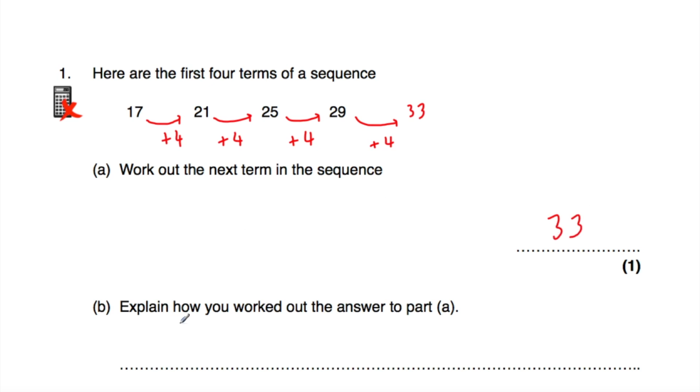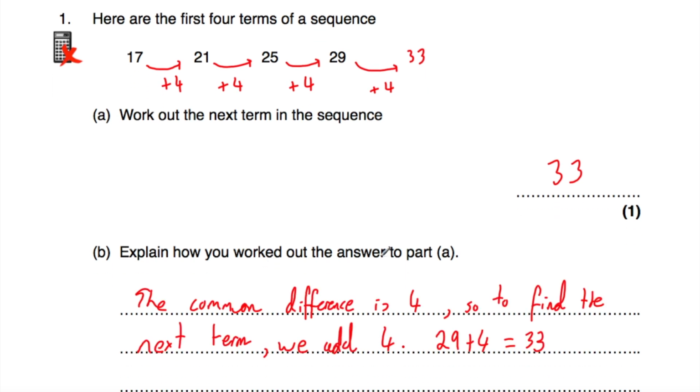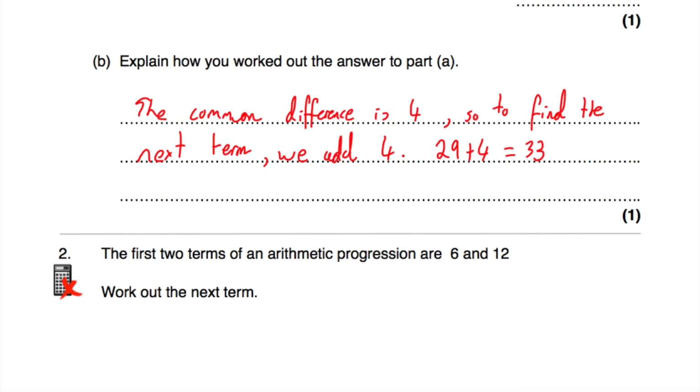And part B says, explain how we worked out the answer to part A. Well, let's just explain that. And that's it. I've just explained that the common difference is 4, and to find the next term we just add 4, so 29 plus 4 is 33. Okay, let's look at our next question, question number 2.